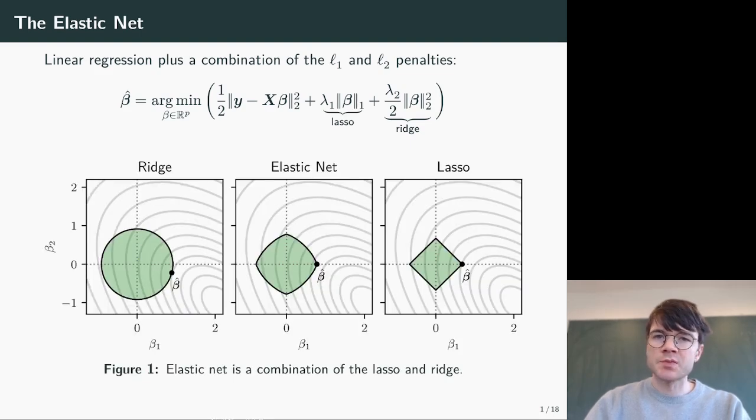If you turn these problems into constraint problems, then ridge regression yields a disk as a constraint region, and lasso yields a diamond shape, and elastic net is a combination of the two. As you can see in these plots, elastic net and lasso can yield sparse solutions, whereas ridge does not generally.